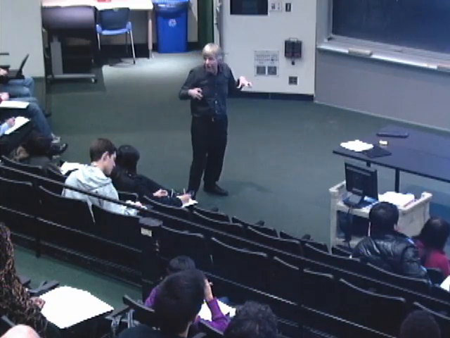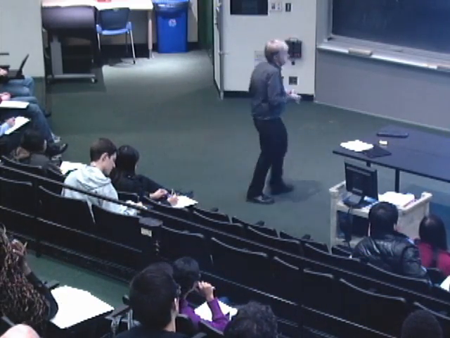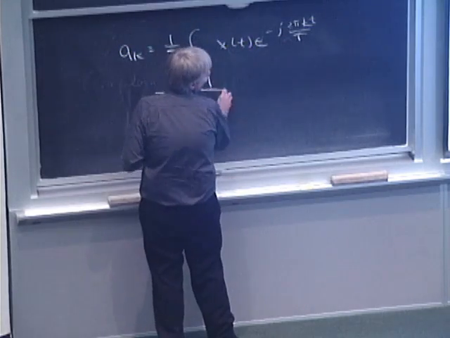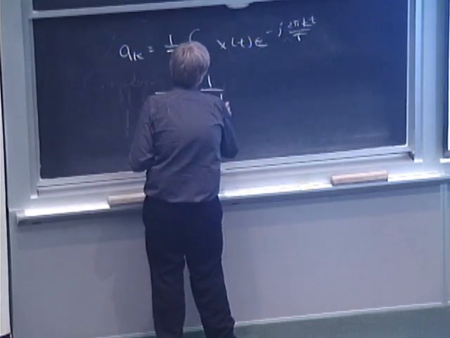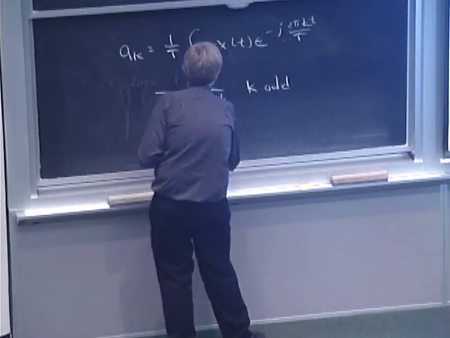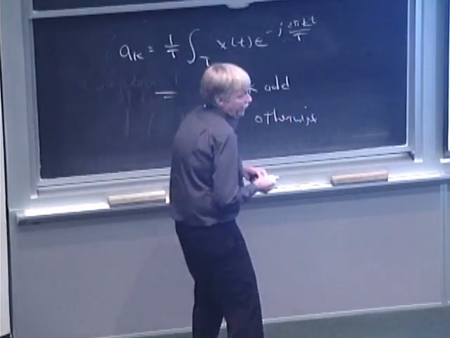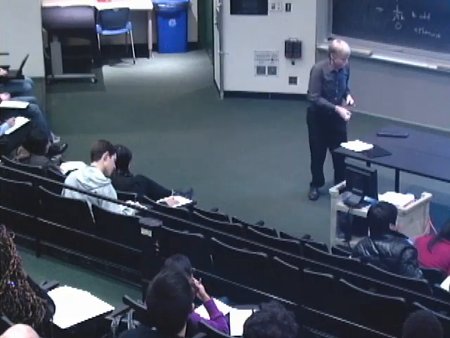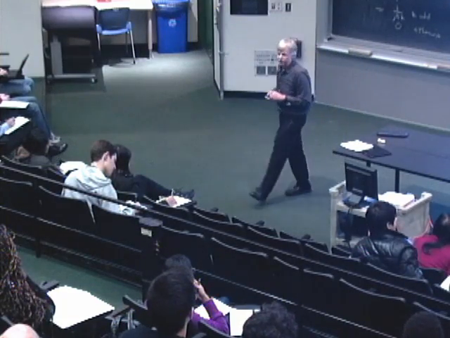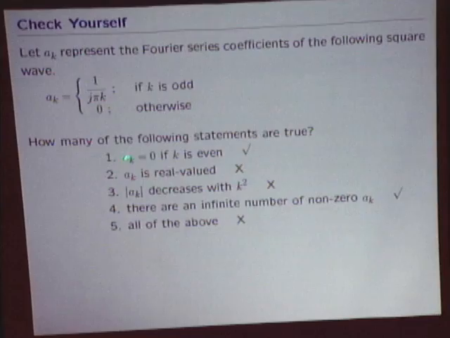So the point is that there's a simple way to just crank through it, and we get a simple representation. So we get that a_k is 1 over j pi k, k odd, 0 otherwise. Okay? And then we can just sort of run down through the list. We'll see in a minute why this particular list of properties is interesting. So a sub k is 0 if k is even. Yep. Right?